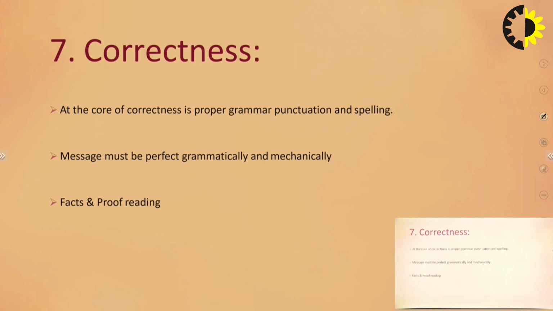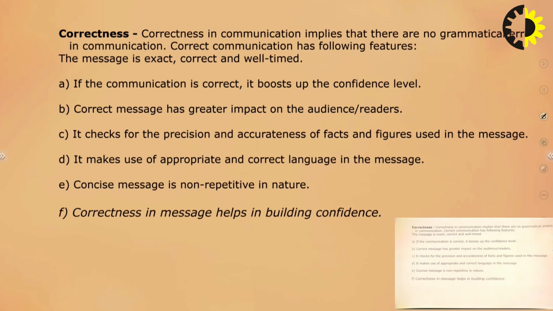The message must be perfect grammatically and mechanically. Facts and proofreading. Correctness in communication implies that there are no grammatical errors in communication. Correct communication has the following features. The message is exact, correct, and well timed. If the communication is correct, it boosts up the confidence level. A correct message has greater impact on the audience or readers. It checks for the precision and accurateness of facts and figures used in the message. It makes use of appropriate and correct language in the message. A concise message is non-repetitive in nature. Correctness in a message helps in building confidence.